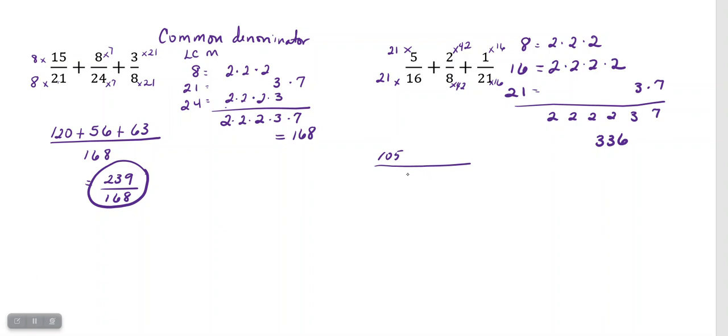So again, I know my common denominator is 336 because that's what I just worked on there. 2 times 42 is 84. And 1 times 16 is 16. So when I add these together, 105 plus 84 gives me 189 plus 16 gives me 205, over 336. And that is my final answer.